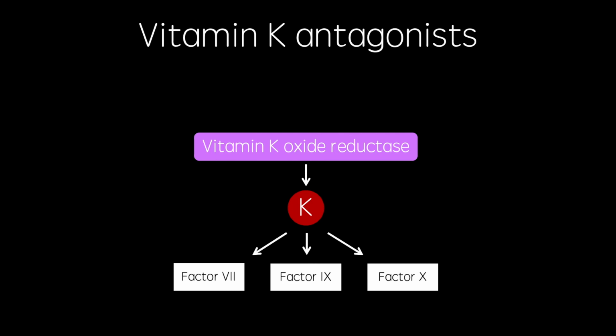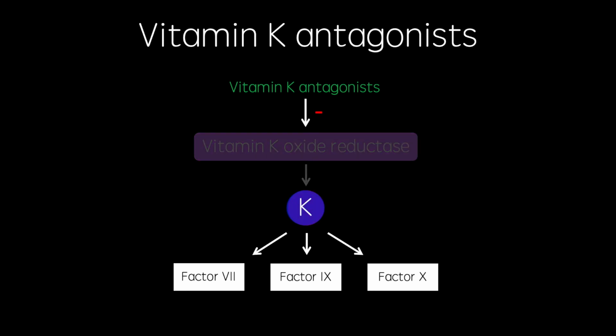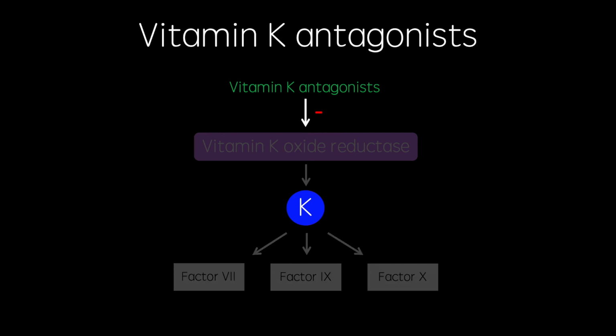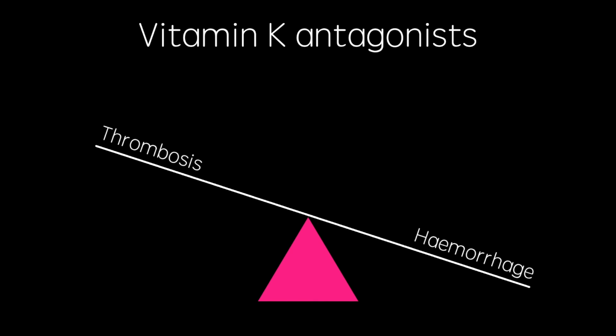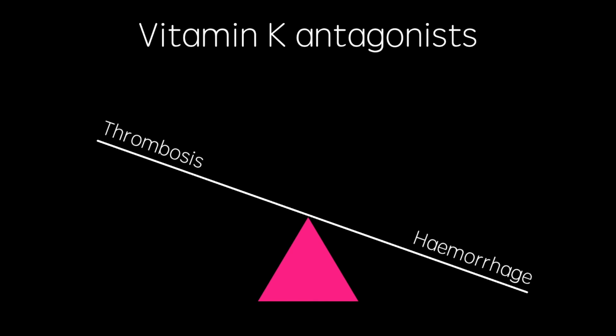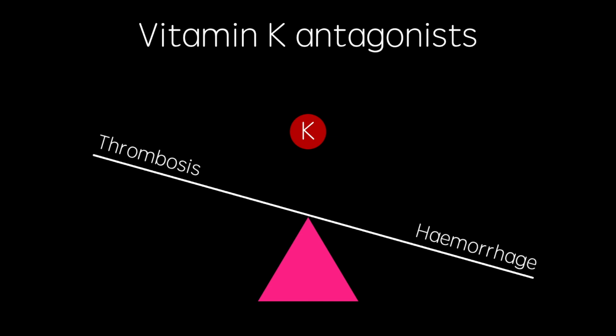When this enzyme is inhibited, vitamin K remains in its oxidized state. This means the clotting factors remain in their inactive precursor state. This decreases the rate of the coagulation cascade and therefore decreases the likelihood that a venous thrombosis will materialize. Although there is a relatively high risk of major hemorrhage with this treatment, this is easily remedied by administering vitamin K itself.